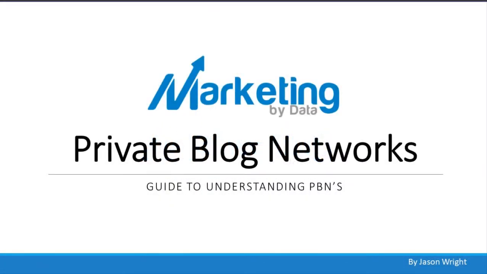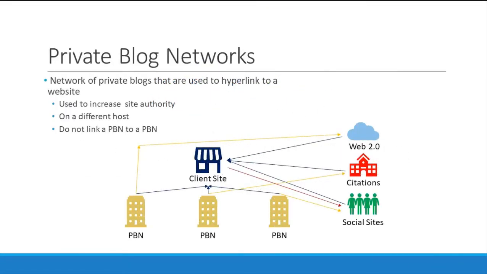Okay, and welcome back. Now we're going to talk about private blog networks, or PBNs. A private blog network is a network of private blogs. Those could be blogs owned by any individual person or a company, primarily used to hyperlink to a website. The way we use these in SEO is that we purchase a domain, and with that domain we build a site behind it for the specific use of pointing links back at our client site, personal site, or business site, whatever site we're trying to help increase in domain authority.